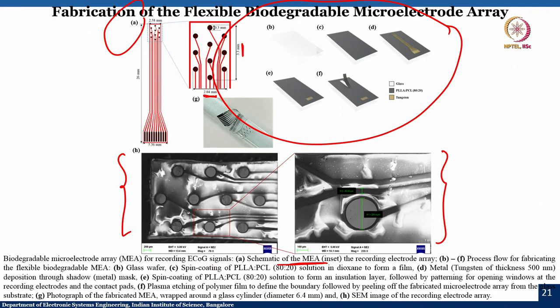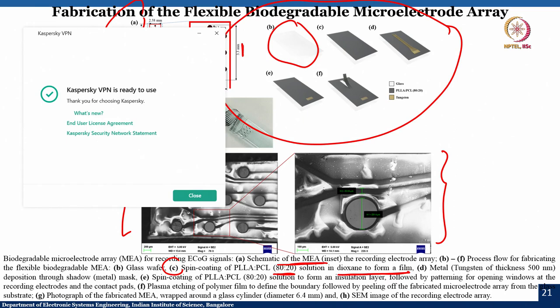So, B would be the glass wafer, this is a glass wafer. Then spin coating of PLLA:PCL in 80:20 ratio in dioxane to form a film. So that means, after the glass wafer, which is C, the spin coating of this particular material, your PLLA to PCL, 80 to 20, solution in dioxane to form a film.